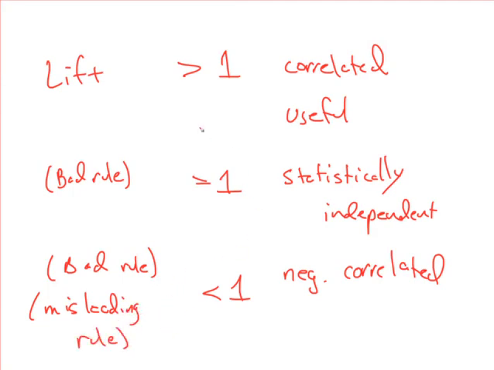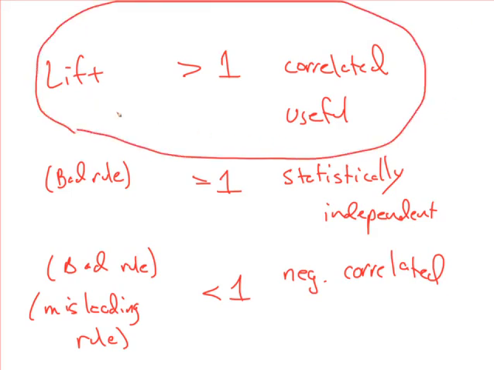So for association rules, really, these are the ones we want to keep, the ones where the lift is greater than 1. So at this point, I'll take a break. I'm going to make a video that shows you how to deal with this in Weka and also talk about the leverage.